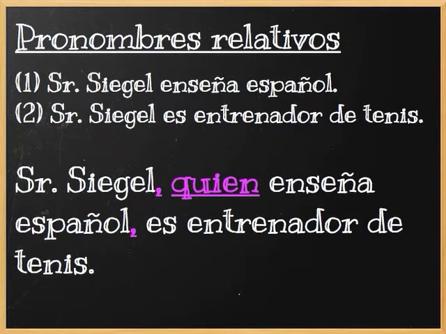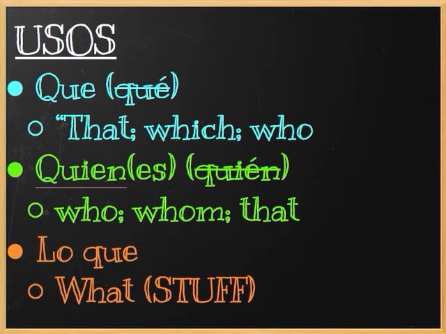So an example of a relative pronoun is what we have in English called who or whom, right, is quien. Okay, quien. So this is the final sentence. I use quien to connect the two things. I say, Señor Siegel, quien enseña español, es entrenador de tenis. Everyone see? So again, Señor Siegel, who teaches Spanish, is a tennis coach. Señor Siegel, quien enseña español, es entrenador de tenis. Okay? Makes sense? So let's get into the possibilities.